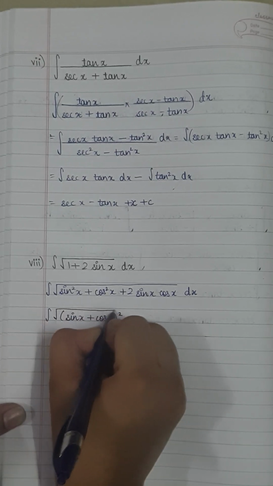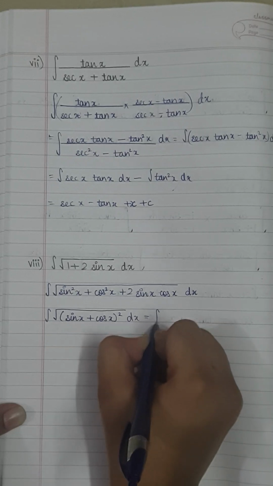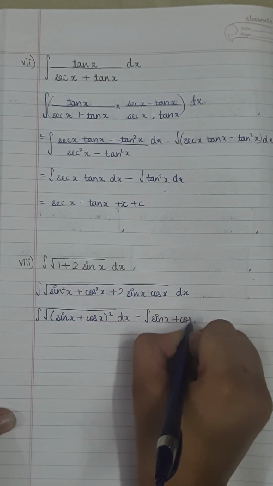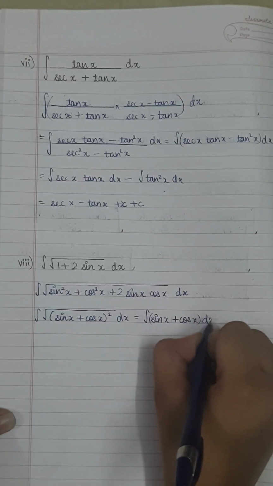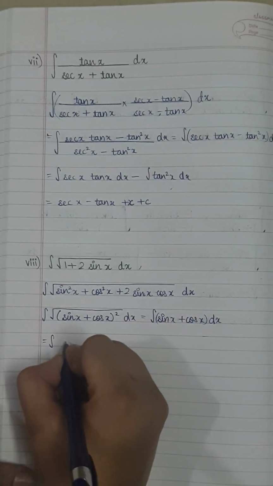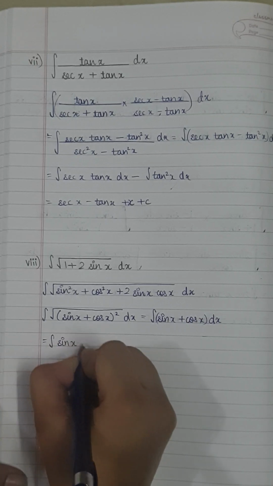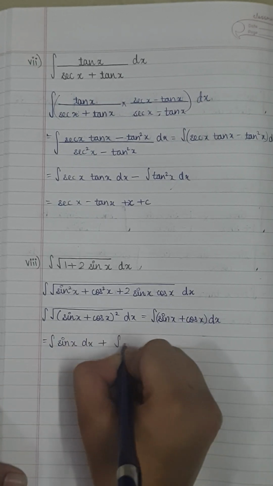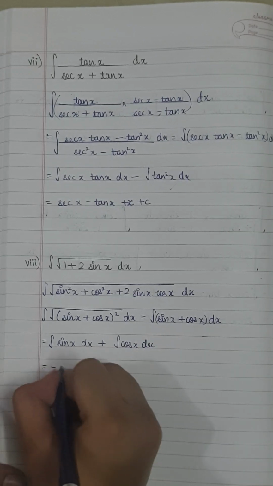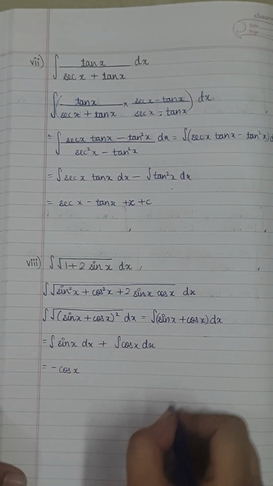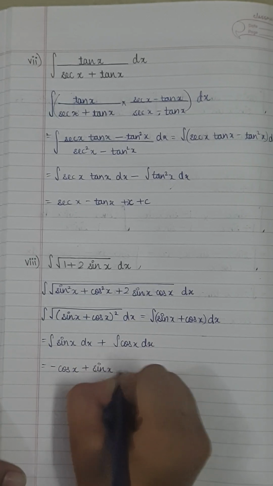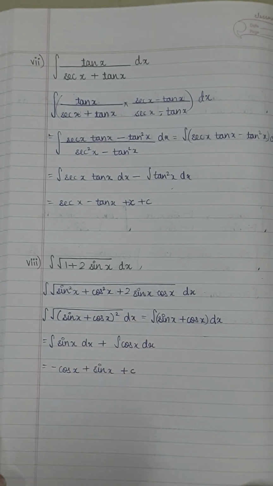Now under root and square cancel each other off. So you just write it as the integration of sine x plus cos x and add the dx here. You can write this as integral of sine x dx plus integral of cos x dx. Integral of sine x is minus cos x. Integral of cos x is sine x. And don't forget to add your integration constant, that is c.